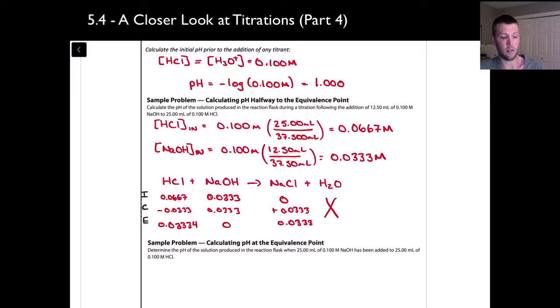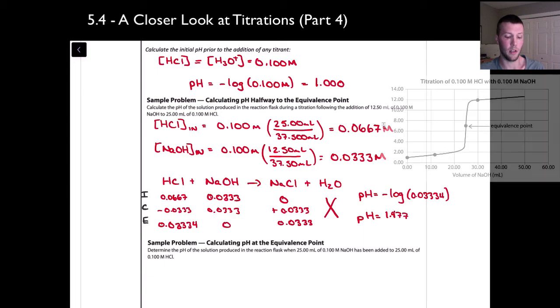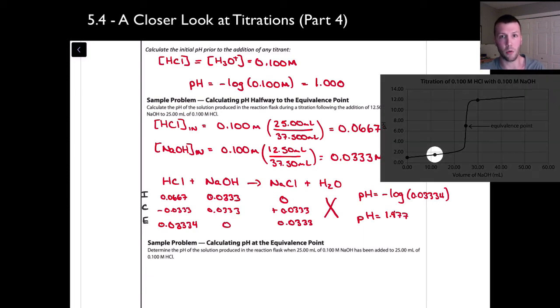And I have 0.0333 molar sodium chloride, but sodium chloride is a neutral salt and doesn't hydrolyze and therefore won't affect the pH of the solution. So to get the pH of the solution now, I'm just going to take the negative log of the hydrochloric acid concentration, which is the same as the hydronium ion concentration since it's a strong acid. And that turns out to be 1.477.